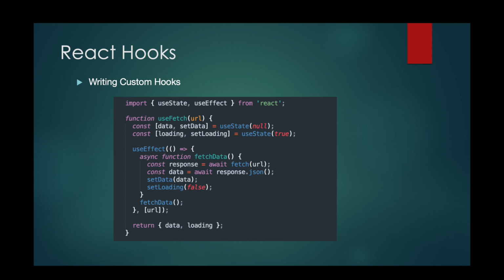So in this function, you probably see useFetch is what we are using, where we are using useEffect inside it to fetch the data using the async function, and once that is fetched, we provide it back, returning the data and also the loading parameter.